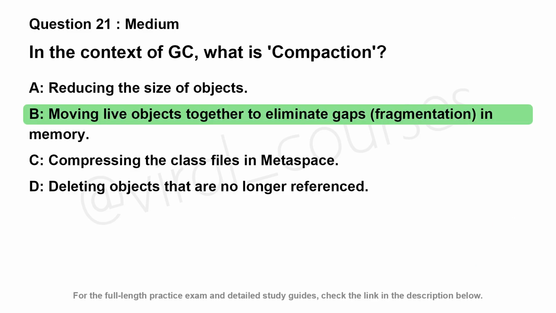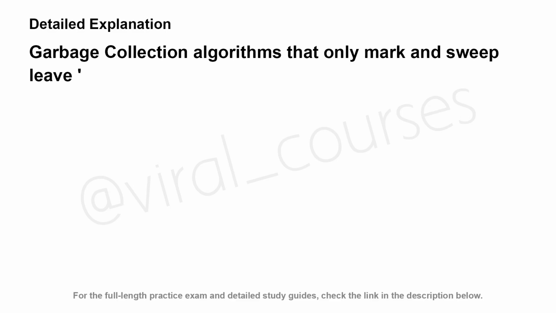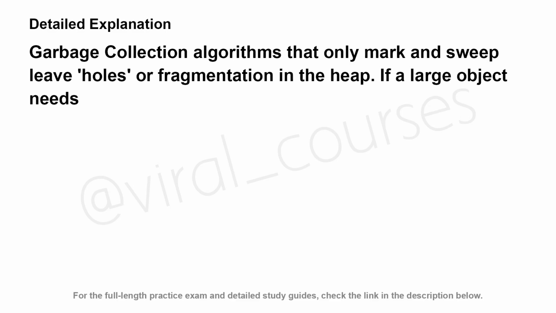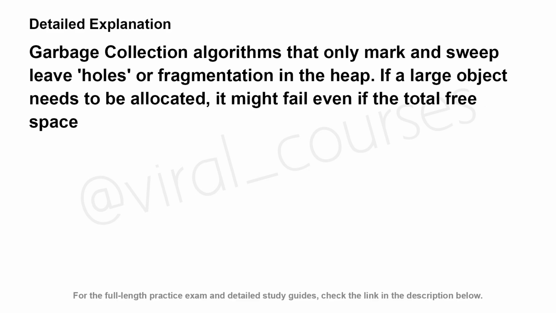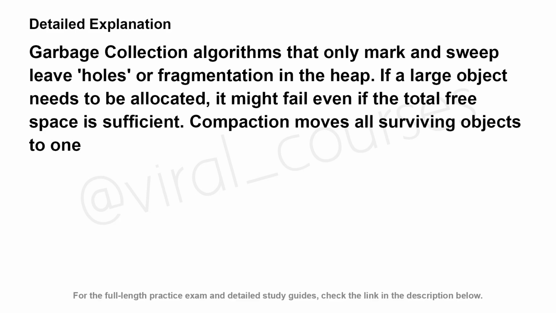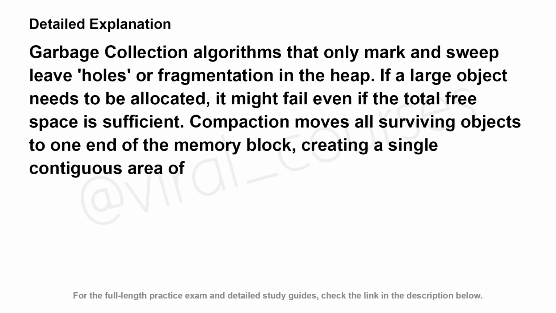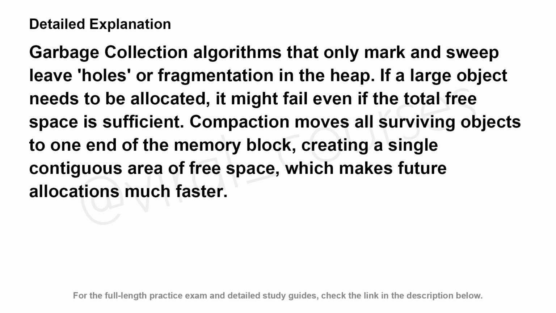The correct answer is B. Garbage collection algorithms that only mark and sweep leave holes, or fragmentation, in the heap. If a large object needs to be allocated, it might fail even if the total free space is sufficient. Compaction moves all surviving objects to one end of the memory block, creating a single contiguous area of free space, which makes future allocations much faster.